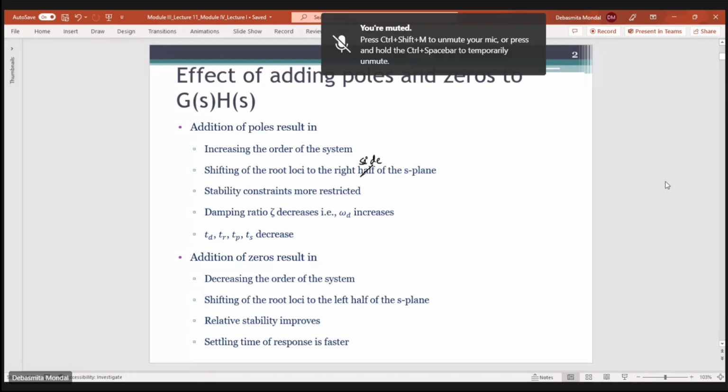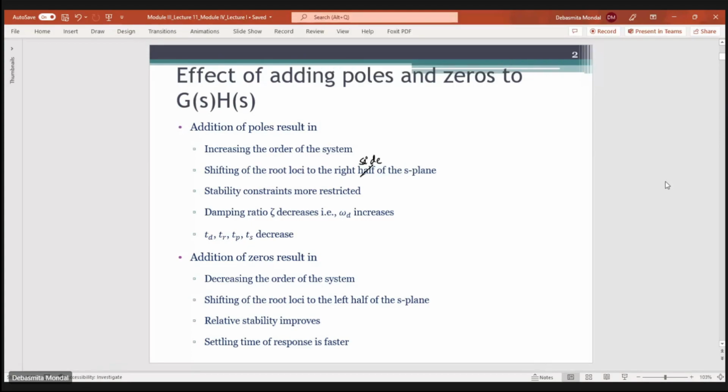Also, this movement of the root locus towards the right half of the S-plane indicates that the damping ratio is decreasing. If the damping ratio is decreasing, the damped frequency of oscillation will increase. Also, a decrease in the settling time, rise time and peak time is observed if you add poles to the open loop transfer function.